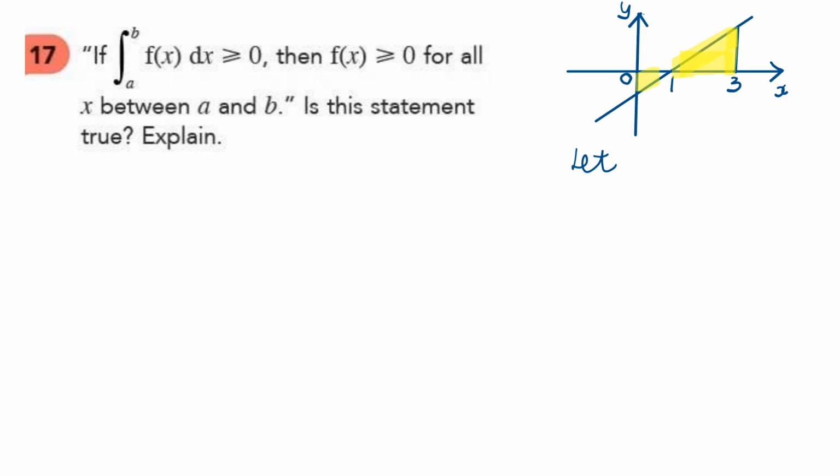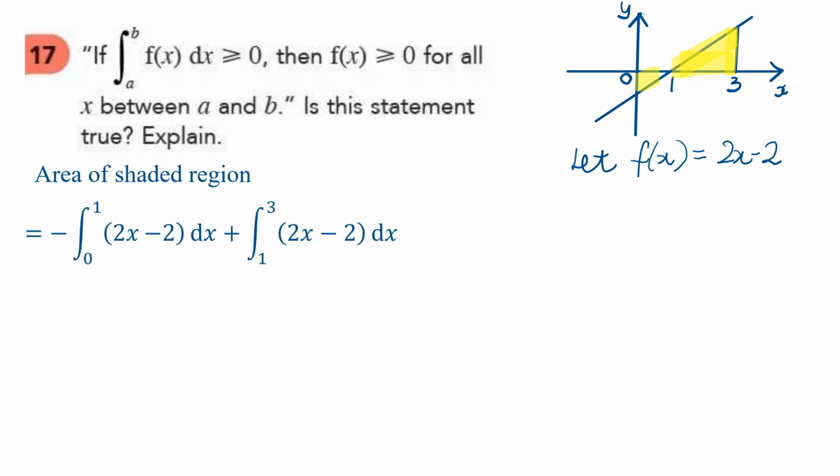Yes, I'm going to let f of x be 2x minus 2. Alright, so I'm going to find the area of the shaded region, which is between 0, 1 and 1, 3. Right, so when I'm finding the area between 0 and 1, I need to negate it because this part of the area is below the x-axis. It will give me a negative value. Since I'm talking about area, I have to make it positive, so I need to negate it to make the answer positive.